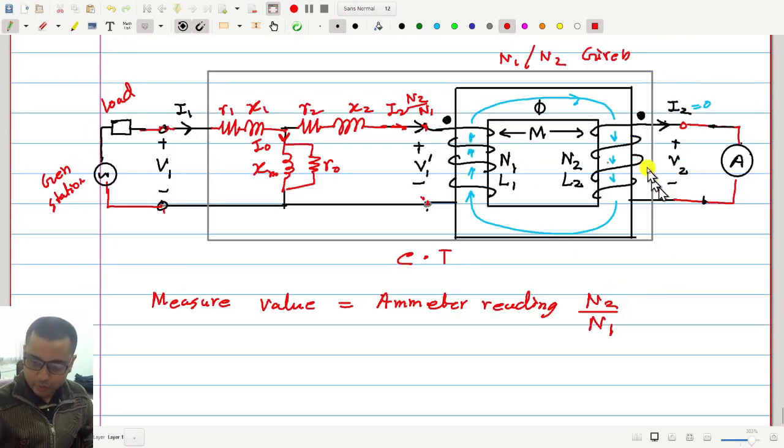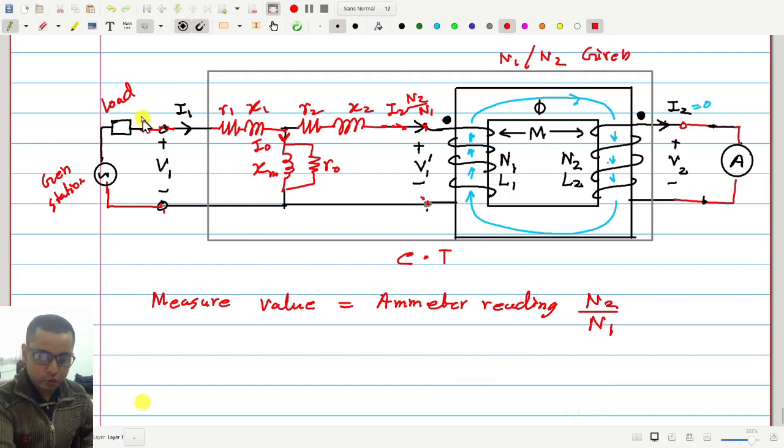Basically, if this were an ideal transformer, if these impedances were not there, then how much current is flowing here? If you call that I1, then I1 N1 is equal to I2 N2. This is the MMF balance equation. From that we can say this I1 is this ammeter reading multiplied by N2 by N1. Correct? This is what we have. So this is the estimated value.